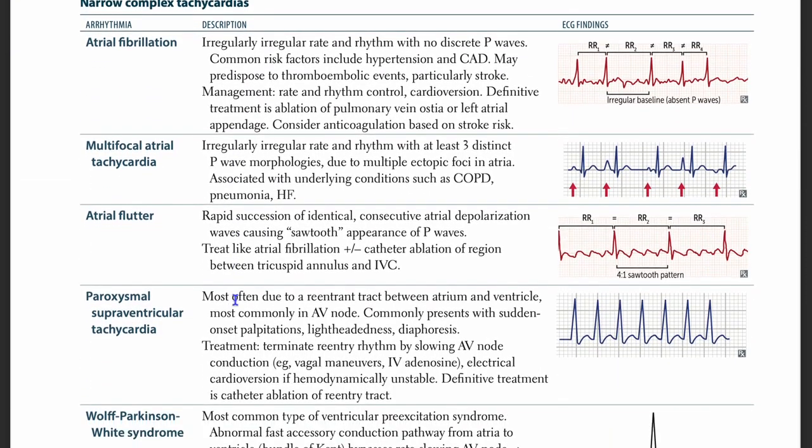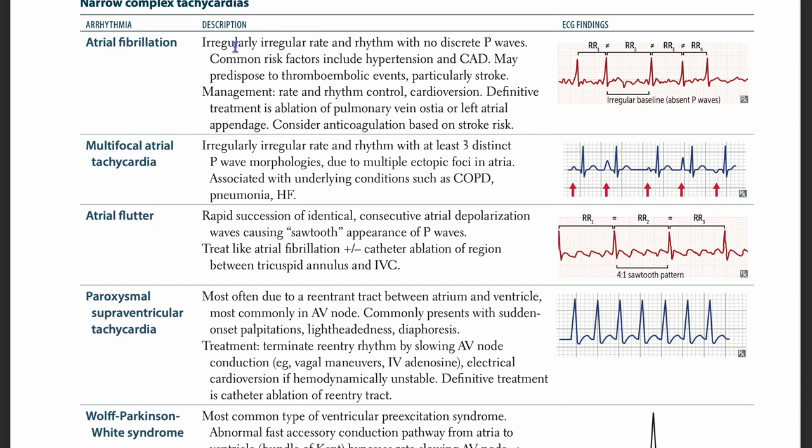Okay, narrow complex tachycardia. For this, atrial fibrillation. I don't think it's in the old book. So we'll just go through it.